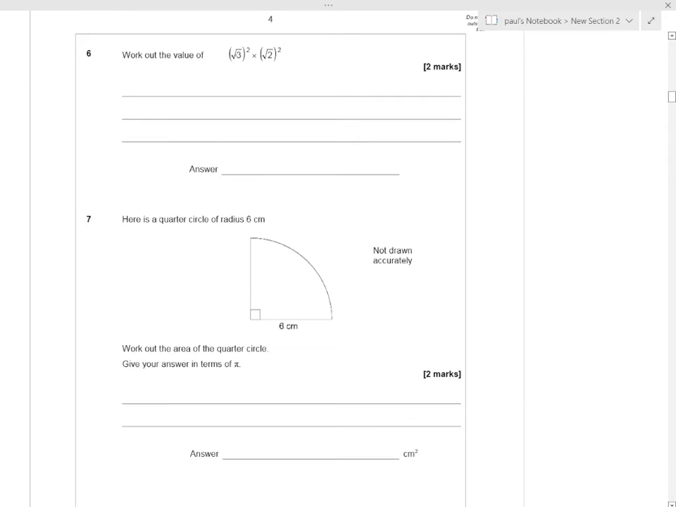Right, this one, the square of any square root number is itself. So that times that is just going to equal 3. And the other one, square root 2 times square root 2 equals 2. So this becomes 3, this becomes 2, multiply the 2 together and you've got 6.